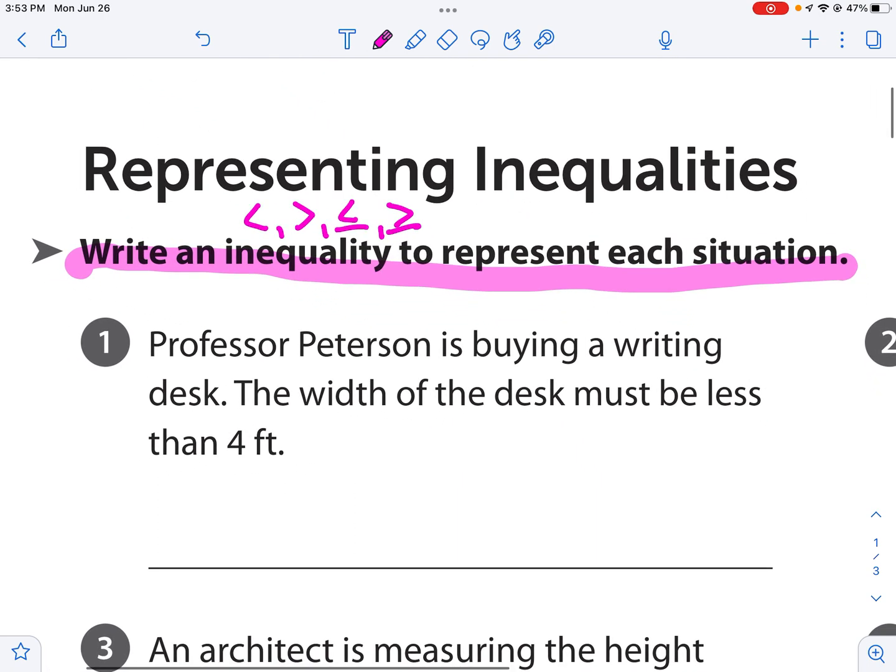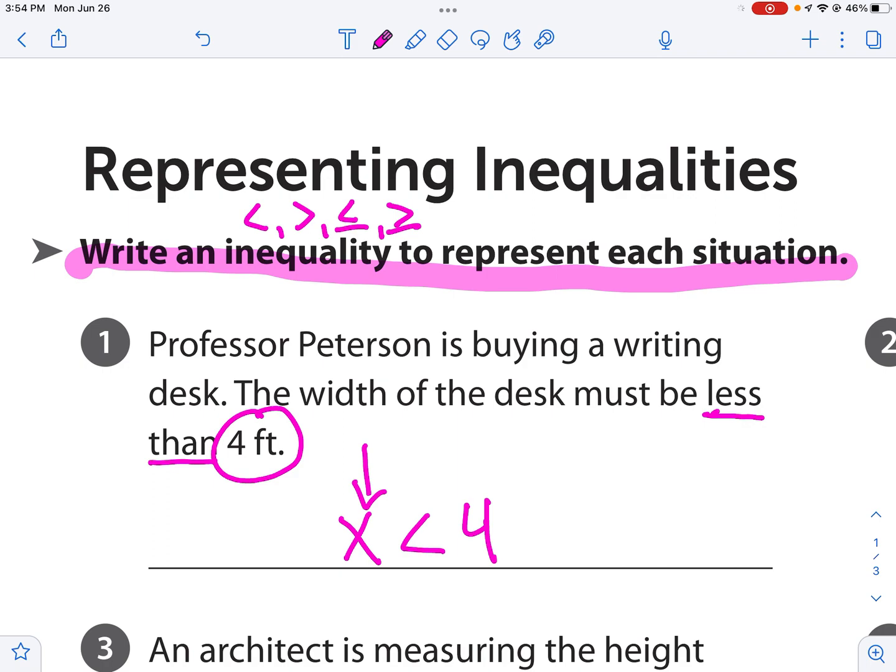So it says, Professor Peterson is buying a writing desk. The width of the desk must be less than 4 feet. Okay, so I have these words right here, less than, which means I'm going to use the less than sign. It has to be less than 4 feet, so I'm going to put a 4 here. And since they don't give me any other numbers to use, I'm just going to put a variable, and the variable that most people use is x. So x is less than 4. This would be my inequality.